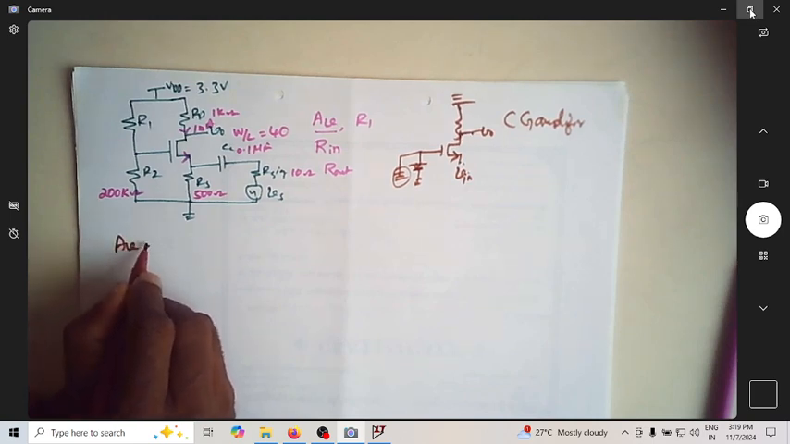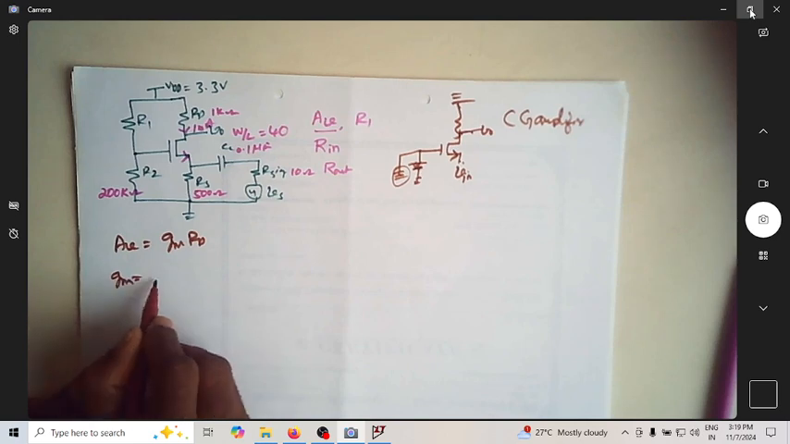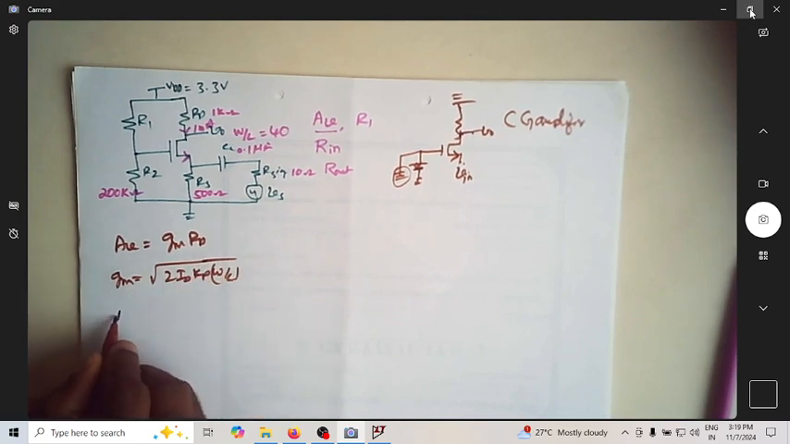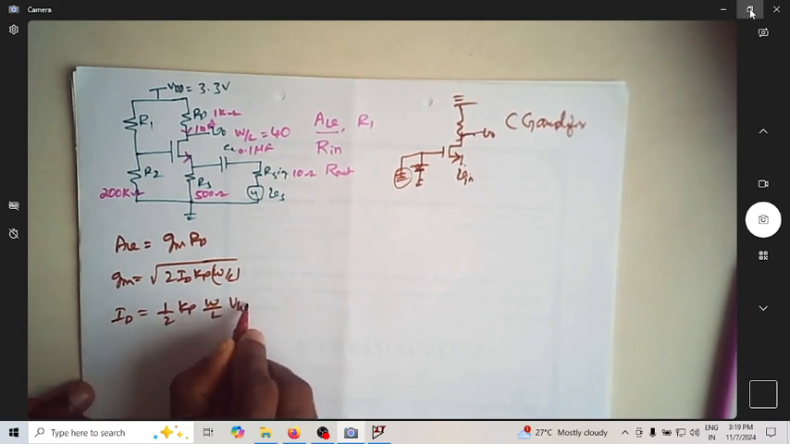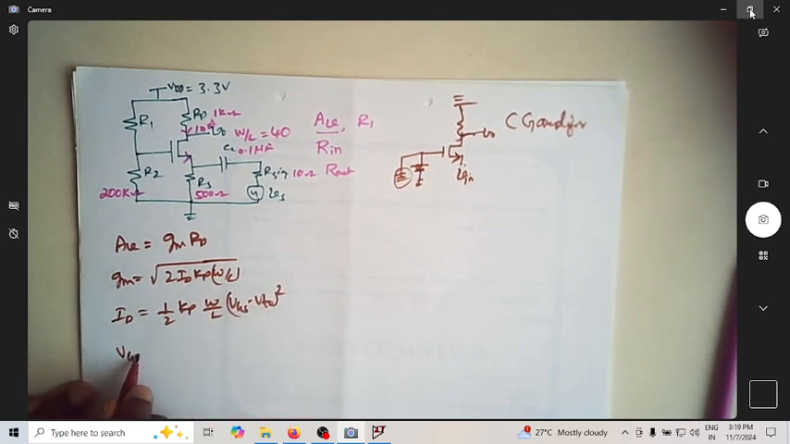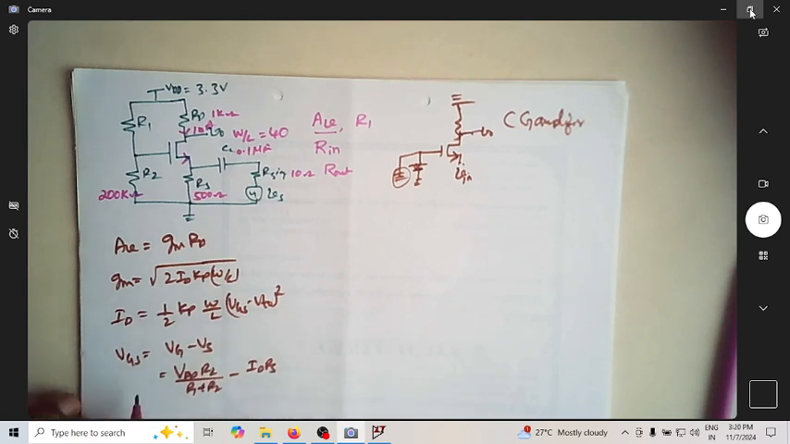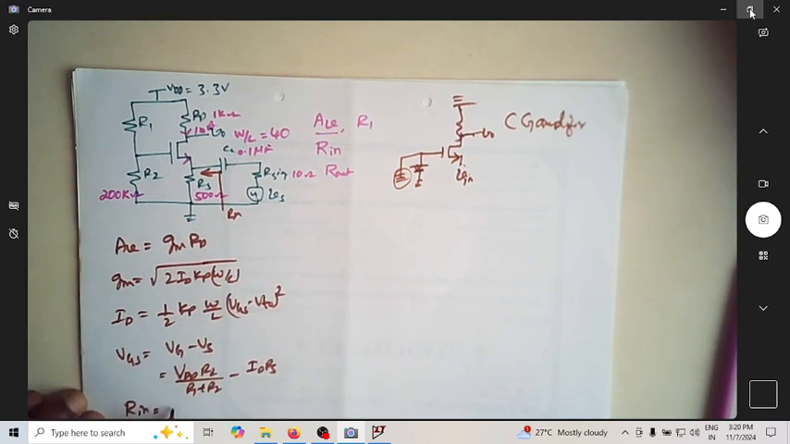So in case of a CG amplifier, we know that AV is given by gm into RD. Now what is gm? gm is equal to the root of 2 ID Kp W by L. So what is ID now? ID is half Kp W by L (VGS minus VTO) whole square. What is VGS? VGS is equal to VG minus VS, in which VG is VDD into R2 by R1 plus R2, and VS is ID into RS. So what is the input impedance? It is the resistance looking from here, which is Rin. It is nothing but 1 over gm parallel with RS.